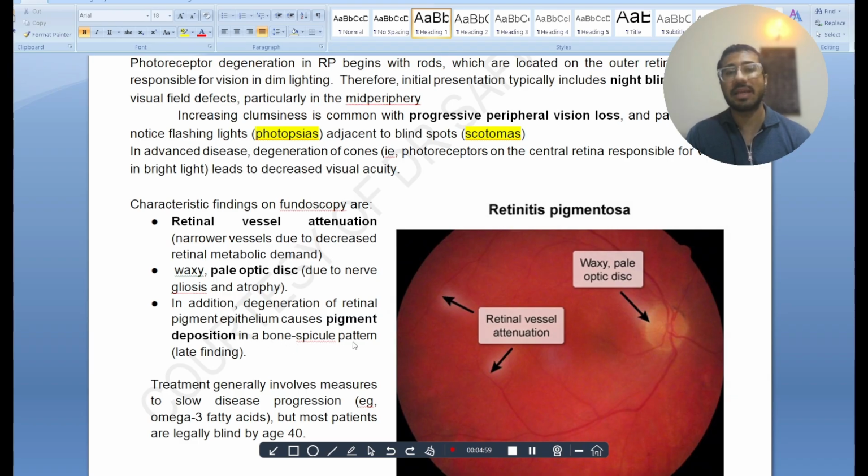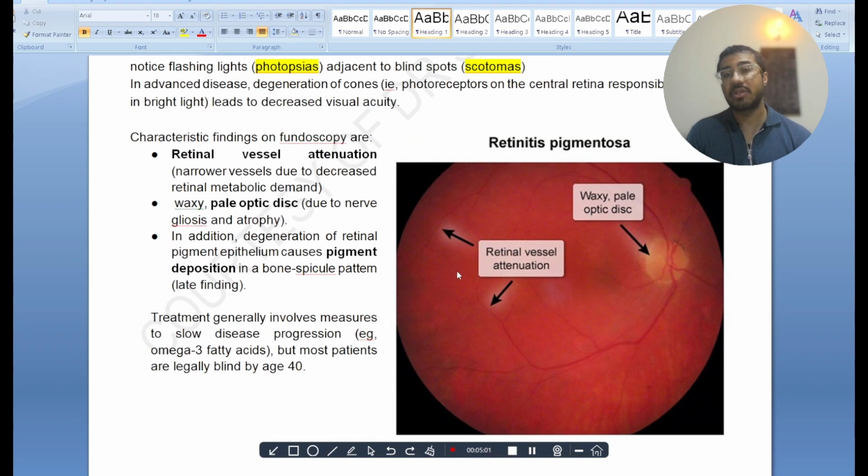This is basically a late finding. The image here is showing the initial findings. You don't have any prominent bone spicule pattern here going on. So it's just retinal vessel attenuation. As you can see, the vessels are like they're about to die. That is how thin they've gotten. And the optic disc, it's really pale.